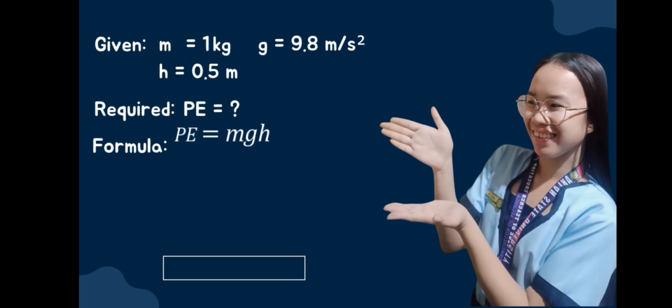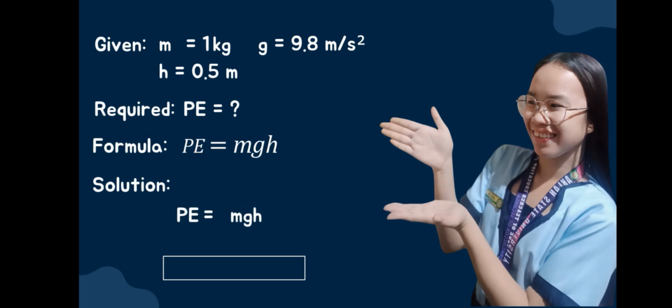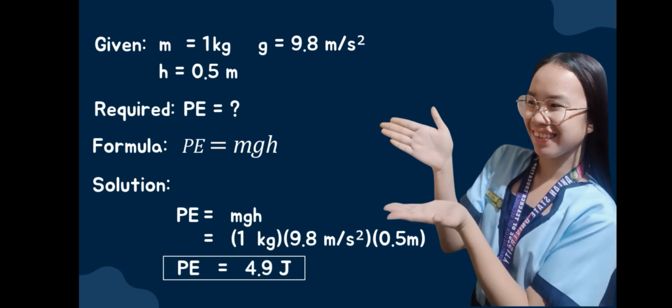Third is our formula. Fourth, the solution. We will just substitute the given values into our formula and simplify. Upon completing the calculation, we arrive at 4.9 joules.